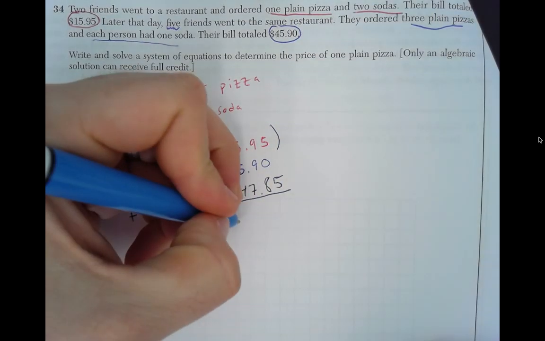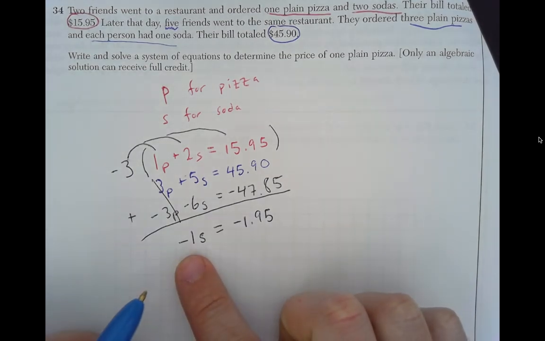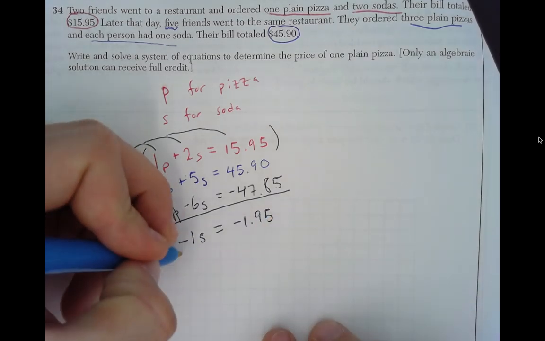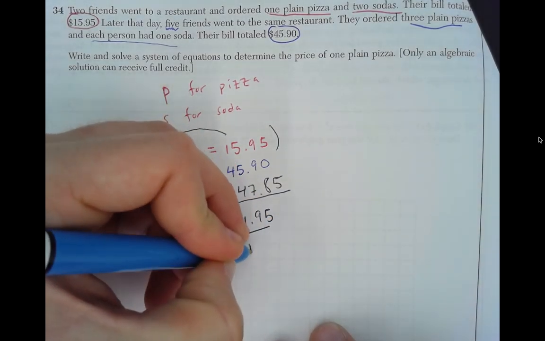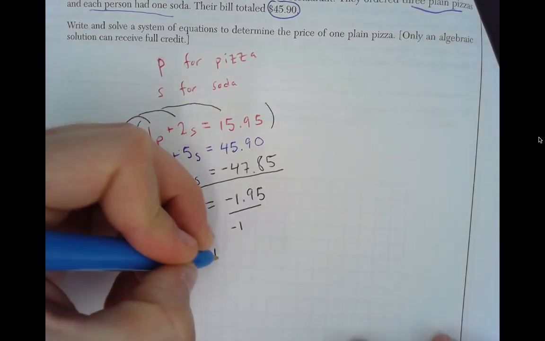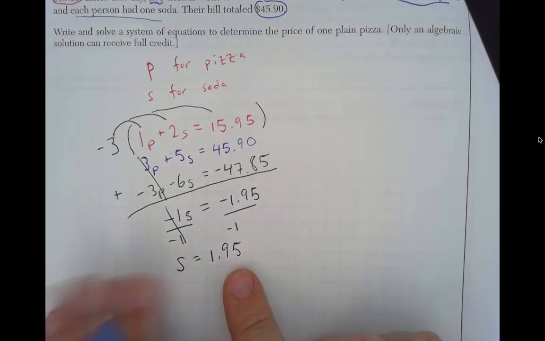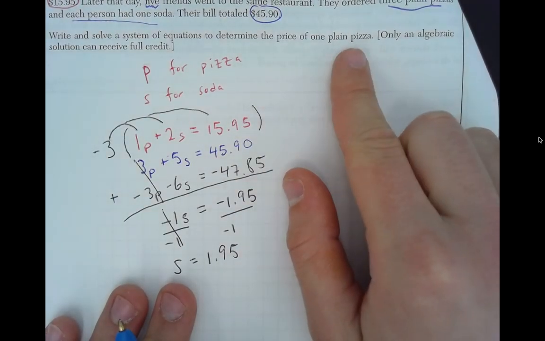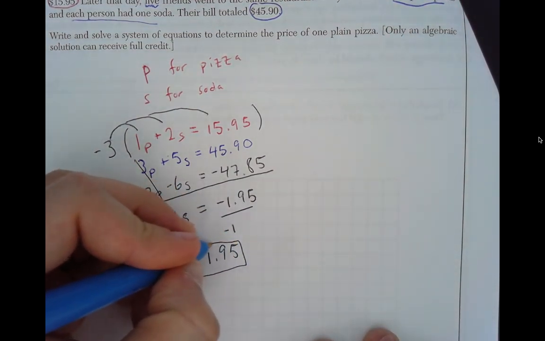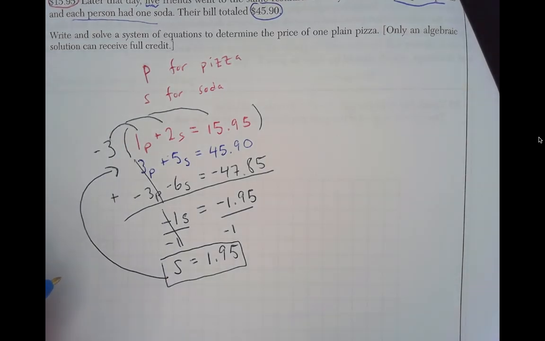So -1.95. I can't really have negative sodas or negative monies, but that's okay because this -1 with this -1.95, that will cancel, and I really get that a single soda is $1.95. So that's great. We found the soda price, but they want us to find the pizza price. So what I need to do now is I got to take this S and I got to plug it back into one of my 2 original equations.